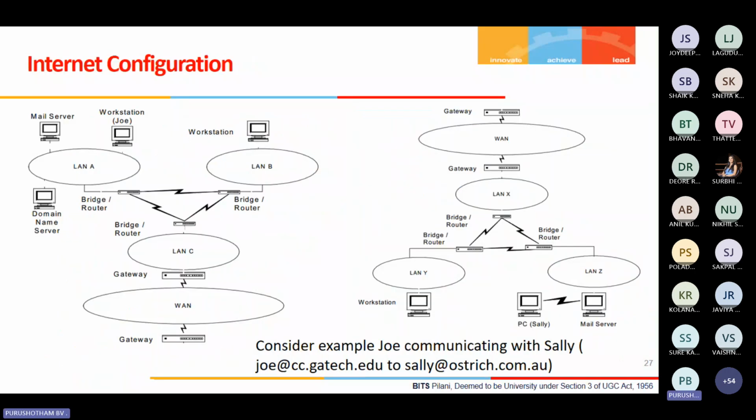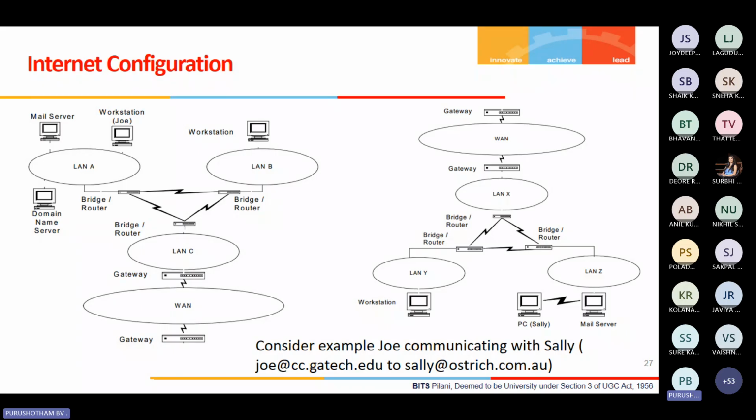For example, say we wanted to set up the internet configuration. So what we do? We have a domain server, etc., where Joe is the person who wants to send an email to Sally. Both of them are in different networks. So workstation Joe sends it to LAN A, then it goes through the bridge and router to LAN C to the gateway, that is a wide area network, and from the wide area network gateway to another gateway, which is again another WAN, and again to another gateway where it ends up in LAN X, from LAN X to LAN Z through the bridge or router. Then LAN Z will ensure that it gets delivered to Sally's PC. So that is the concept of what we call the internet.